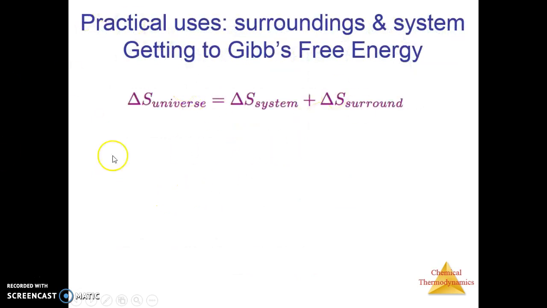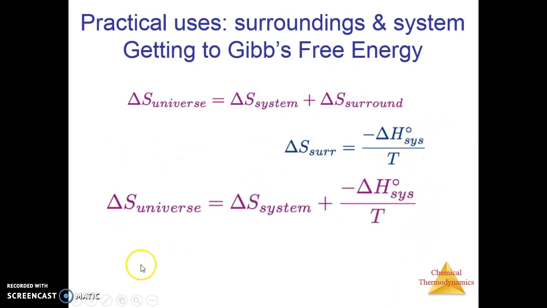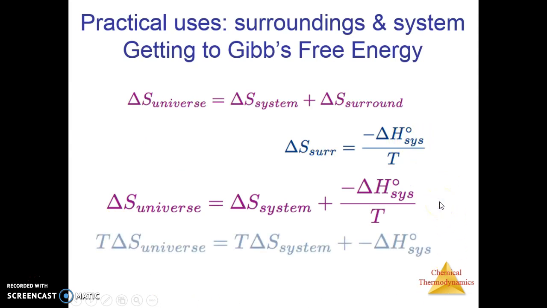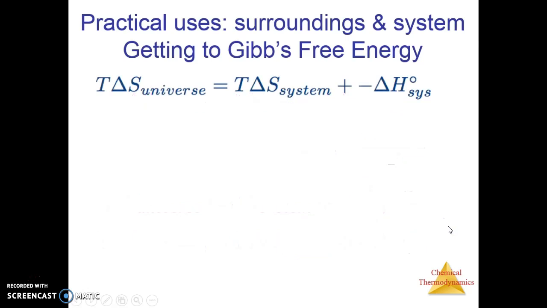All right, so like we said in the last slide, the delta S of the universe is equal to the entropy of the system plus the entropy of the surroundings. And remember that the entropy of the surroundings is equal to the negative delta H of the system divided by T. So we're going to plug that in there. Now we have this version of the equation. And then we're going to take this temperature and make it a little bit easier to work with. Notice we're multiplying through by T. So we've got T delta S of the universe equals T delta S of the system minus the delta H of the system. So we're getting to Gibbs free energy.